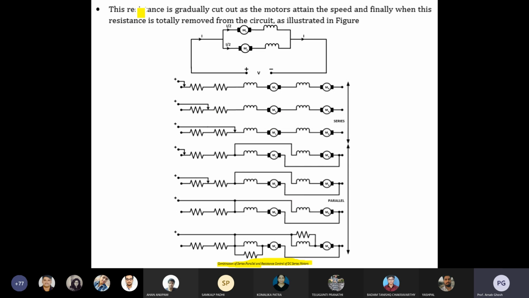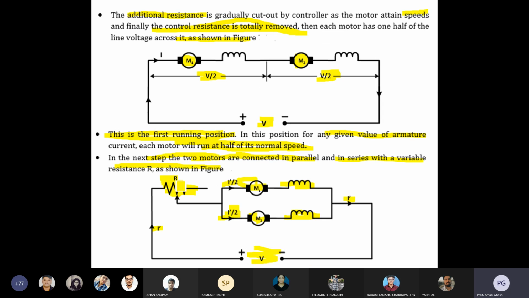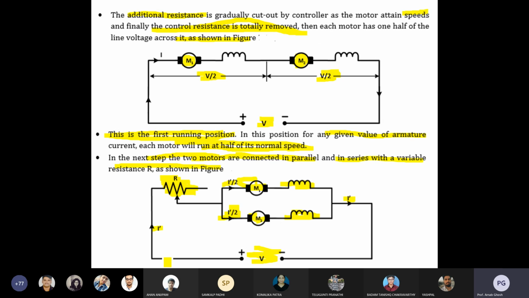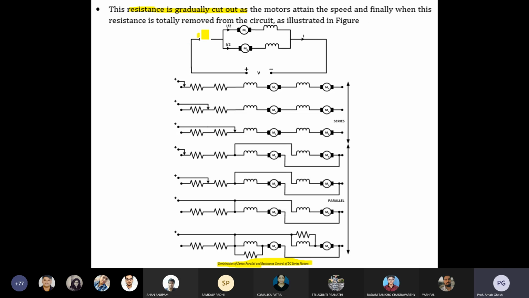Here you can see the resistance is gradually cut out. In the previous case, resistance R was there. Now the resistance is being cut out and removed, and only current I remains. When that resistance was there, the current was I dash. Now that the resistance has been removed, the total current is I.